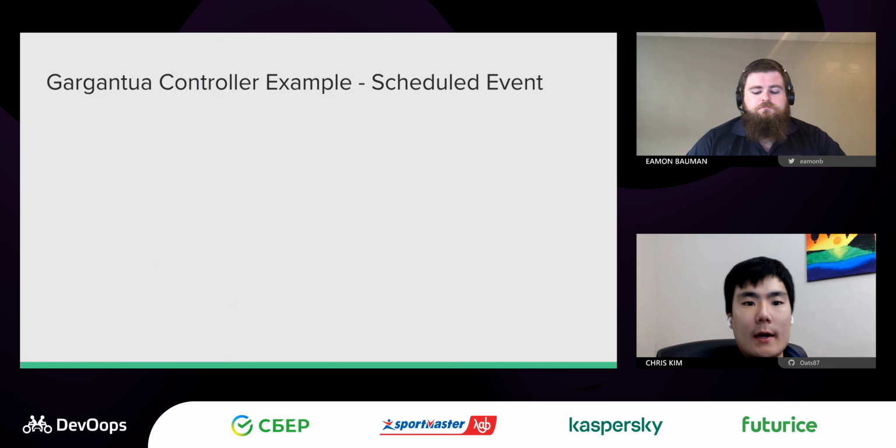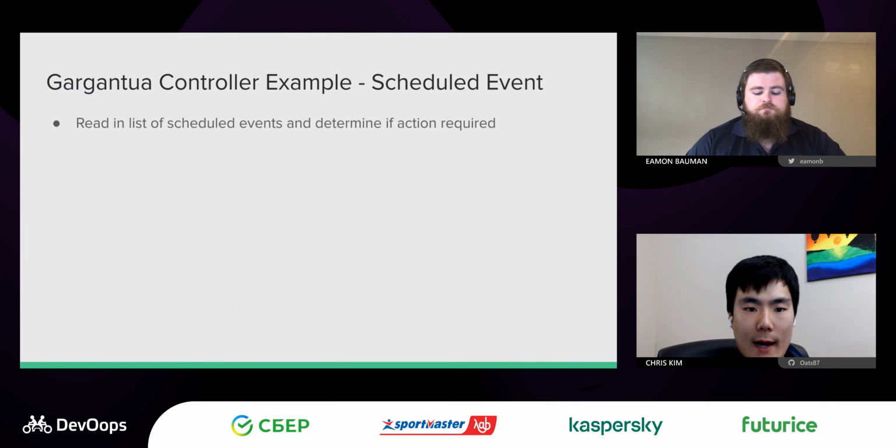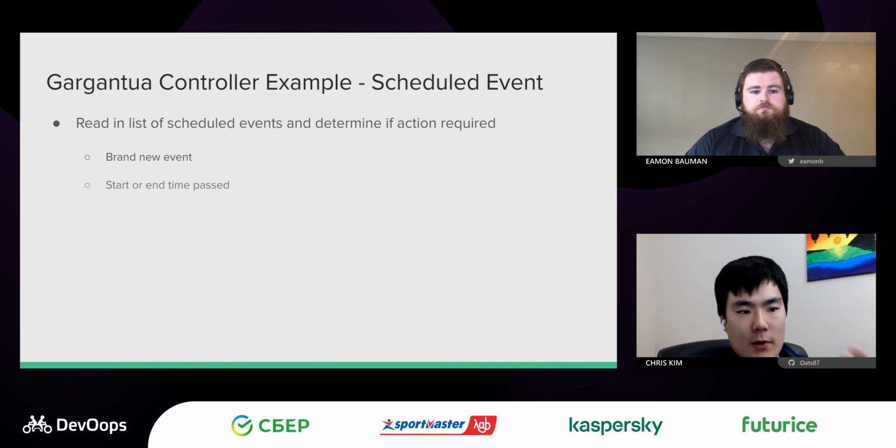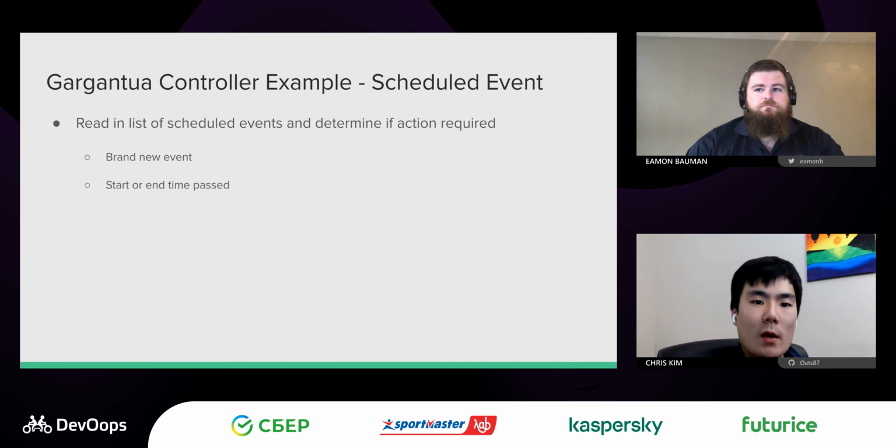So we have another Gargantua controller example that we can look at here. A scheduled event is what I wanted to dive into. The Gargantua controller that we wrote will read in that list of scheduled events. It determines if an action is required. There are two different sorts of code paths based on the scheduled event. The first is with a brand new event. The second is when you have a start or end time pass. When a brand new event is created, the event may not necessarily be now. It may be in the future.